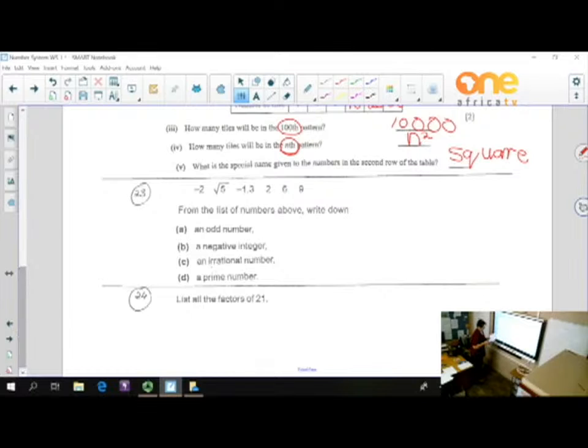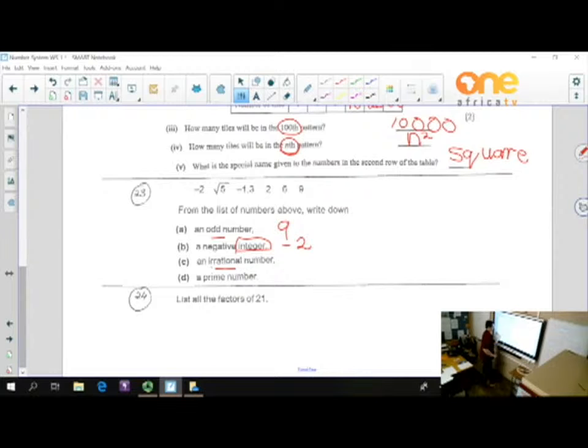Number 23. Again, we have a list of numbers there and we have to choose an odd number. So it must be any odd number. So that would be 9, the odd number. A negative integer, remember an integer is positive or negative, but it's a whole number. So a negative one will be -2.